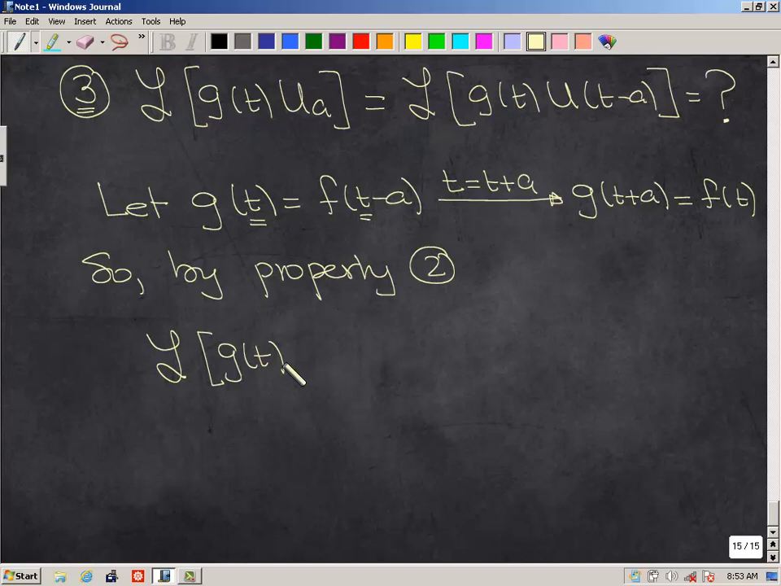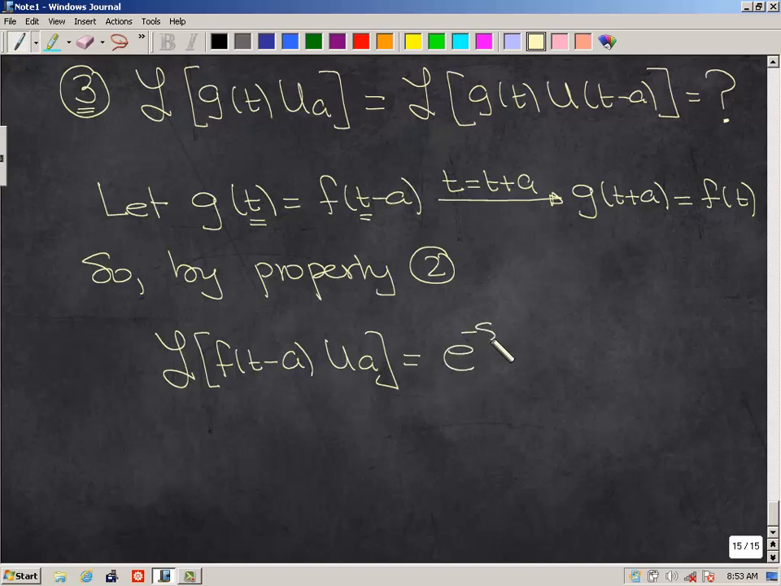Remember in property 2, actually let me write property 2 down, maybe that'll help. We get this. We have f of t minus a times u of a is equal to e to the minus s a, times big F of s. But what's another way to write big F of s? Well, isn't that the Laplace of little f of t? Okay, so that's what I have.